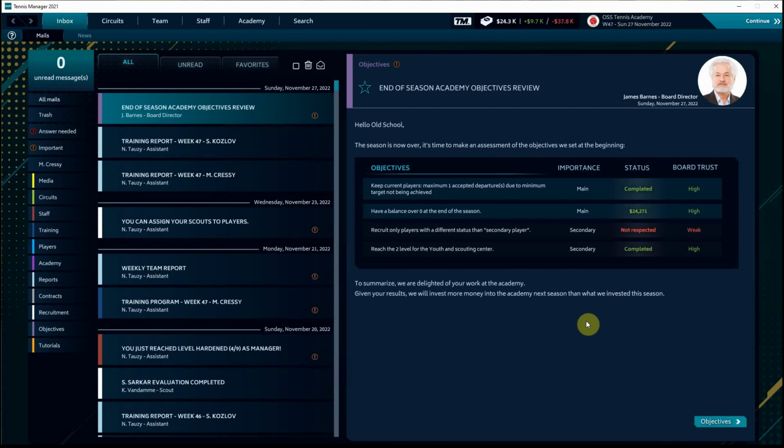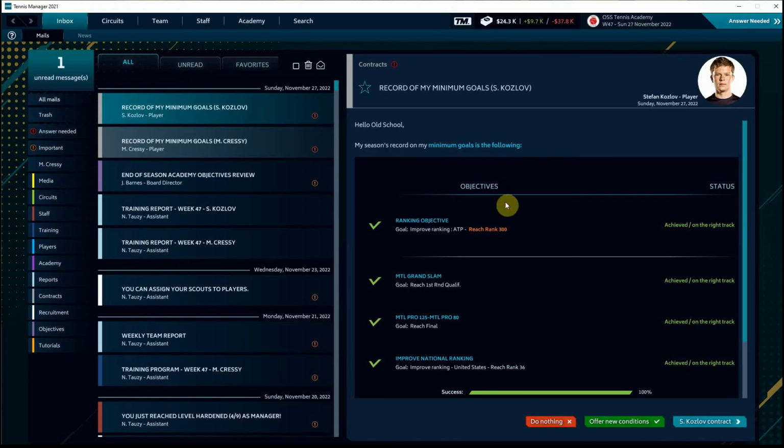Well, we've reached the end of the season. We're near the end of November. The board is delighted with our work at the academy. We'll see if they still feel the same way in about 4 days when we run out of money. But they have said that hopefully this is when we get evaluated and there's not another evaluation coming. And they do say that they're going to invest more money into the academy than they invested this season. They put in $300,000 last year. Obviously would hope for more this season.